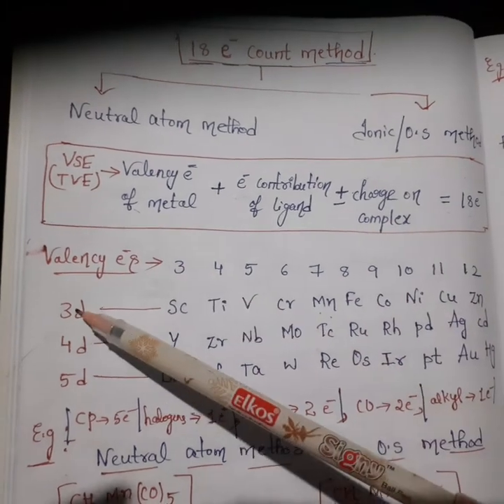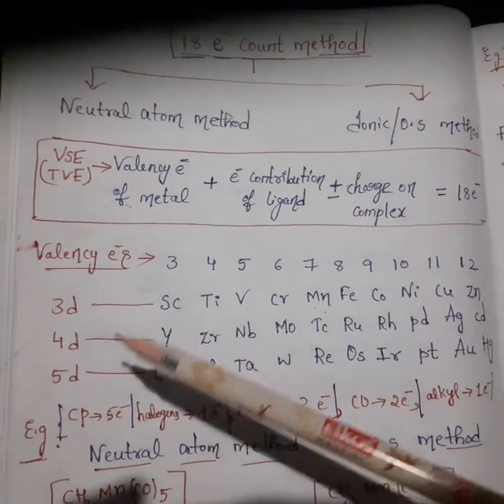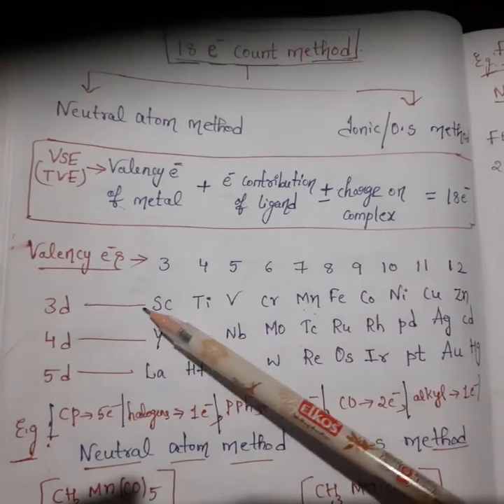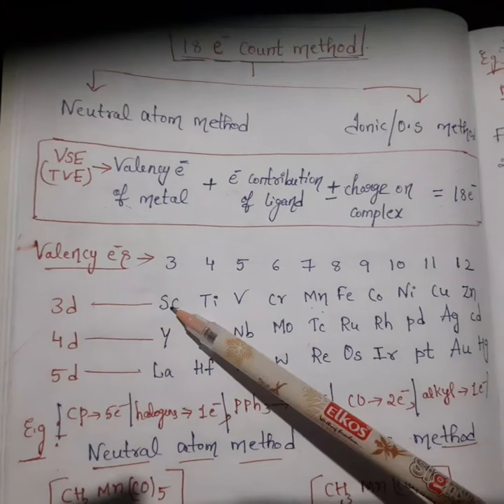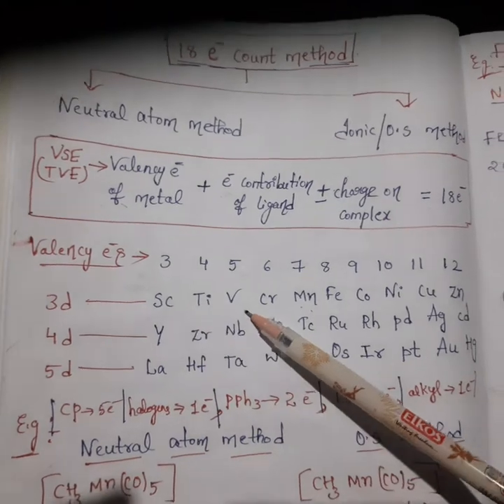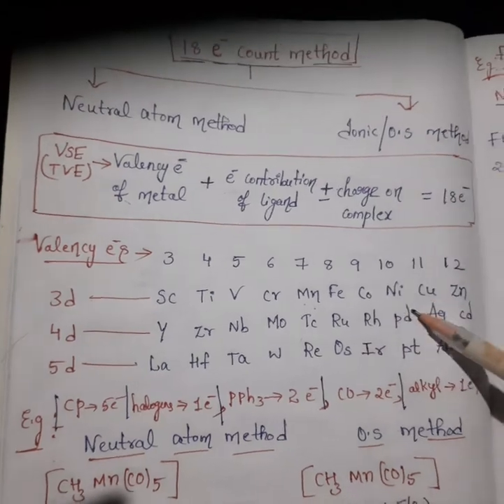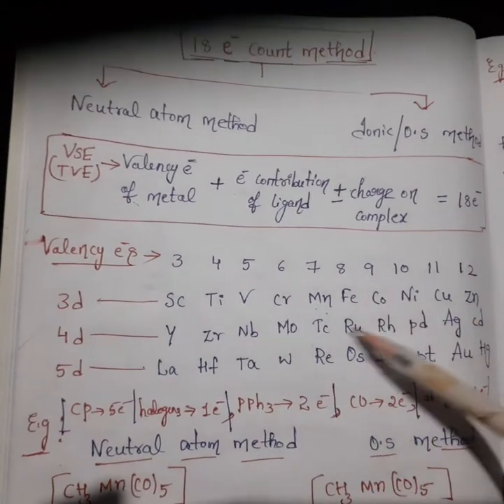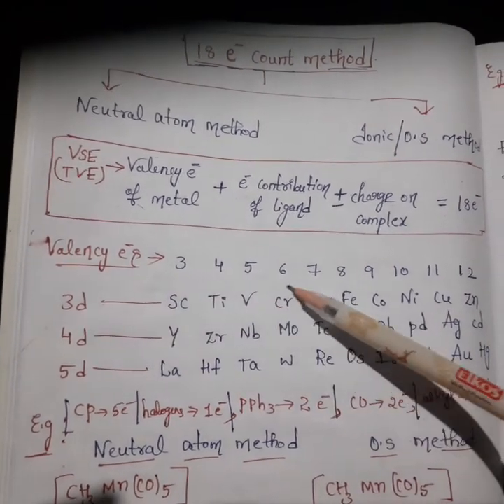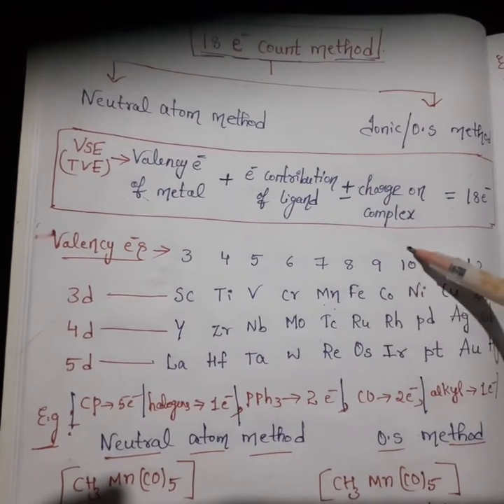We know that there is the 3d series, 4d series, 5d series, and these are the valency electrons. First I'll read out once. These are scandium, titanium, vanadium, chromium, manganese, iron, cobalt, nickel, copper, zinc. In a question they may give us chromium, so we should know the valency electrons. In chromium the valency electrons are 6. If they give nickel, the valency electrons present in nickel is 10.